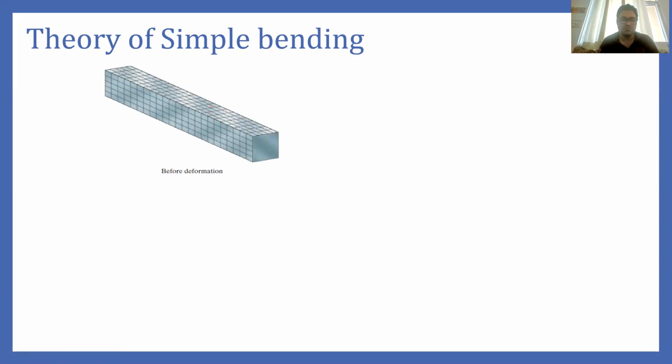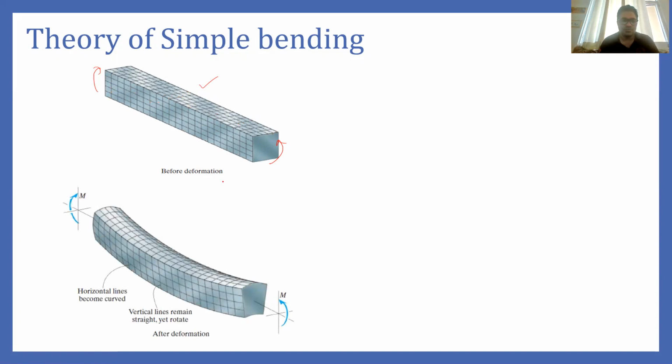So now, first, we will try to understand the bending behavior of the beam. For example, this is a beam element, and to understand this bending behavior, we have marked horizontal and vertical lines on this beam. Now, when the bending occurs on this beam, how will these lines vary? So here you can see this is the case of before deformation and after the deformation. Deformation means after the bending.